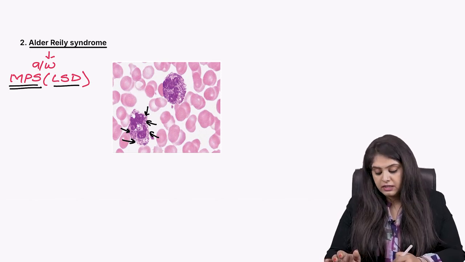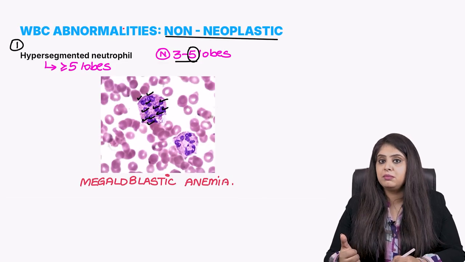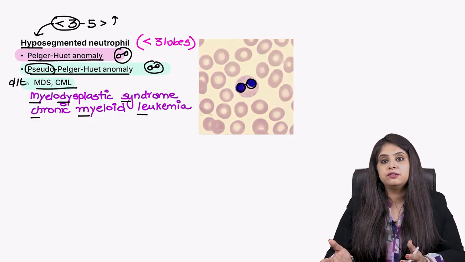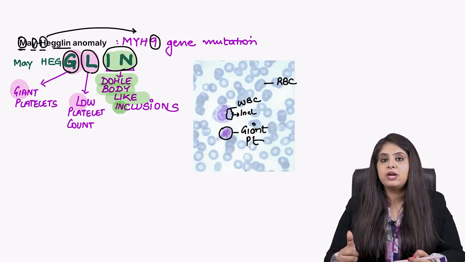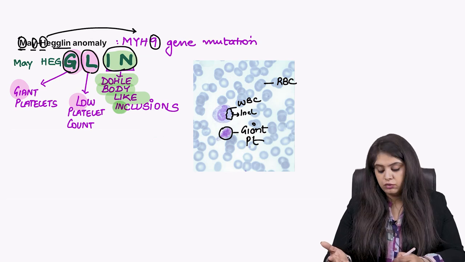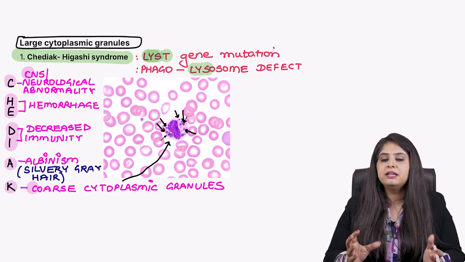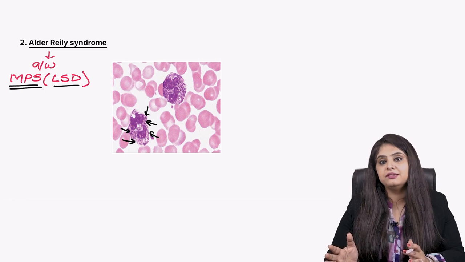So giving you a very quick recap, the first one was more than 5 lobes, that is hypersegmented neutrophil seen in megaloblastic anemia. Less than 3 lobes is hyposegmented, known as Pelger-Huet and pseudo-Pelger-Huet. May-Hegglin anomaly, you remember Glyn and everything, giant platelets, low platelet count and inclusions. Then next we have something called large granules. Either you can see big granules in Chediak-Higashi, or you can see some small granules in Alder-Reilly syndrome.